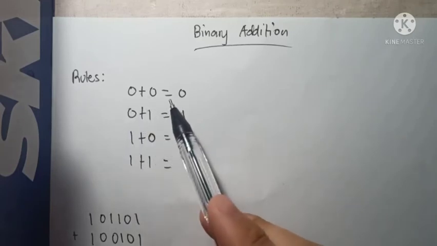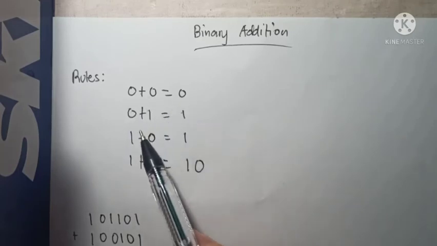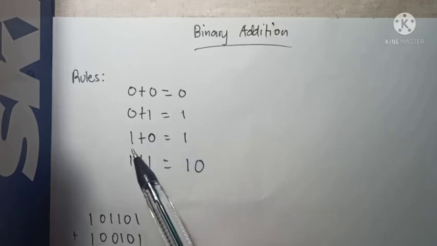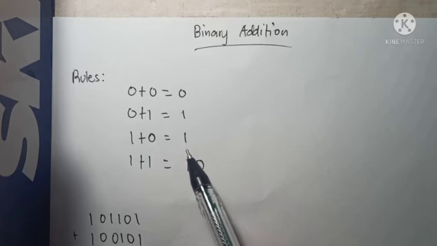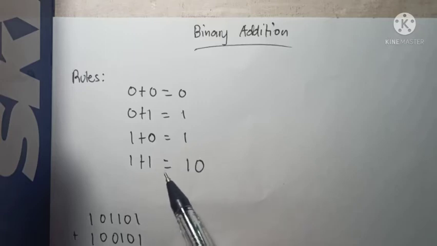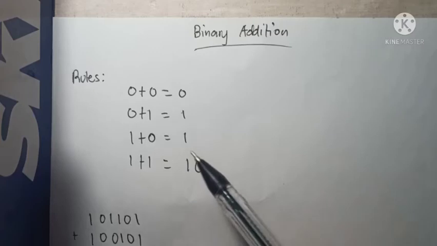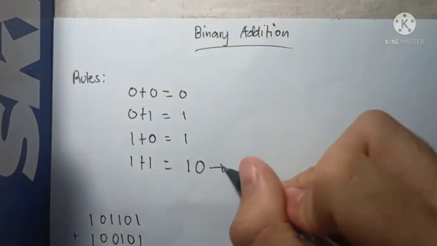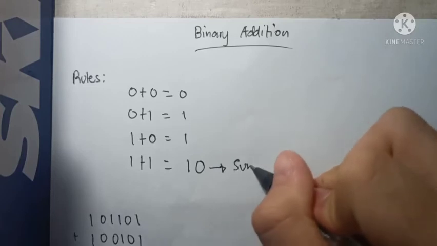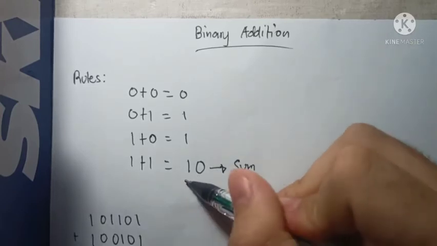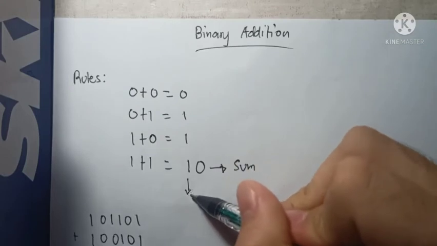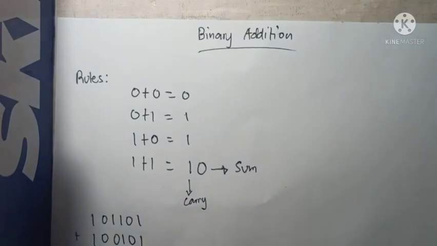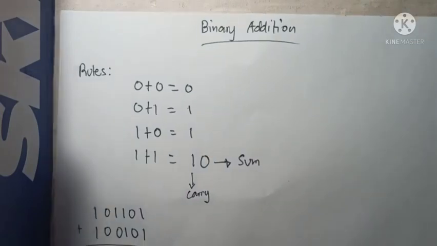0 plus 0 equals 0. 0 plus 1 equals 1. 1 plus 0 equals 1. 1 plus 1 equals 1 0, where 0 represents the sum value and 1 represents the carry value. So let's try to solve some problems.